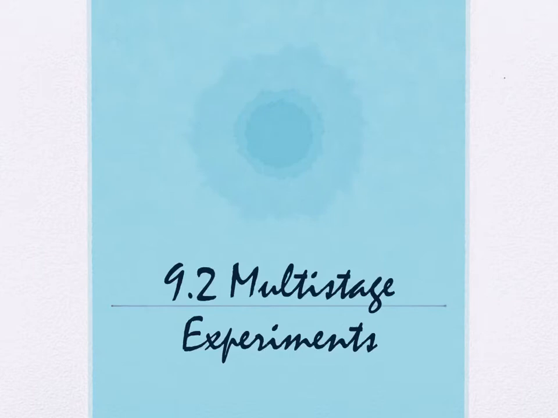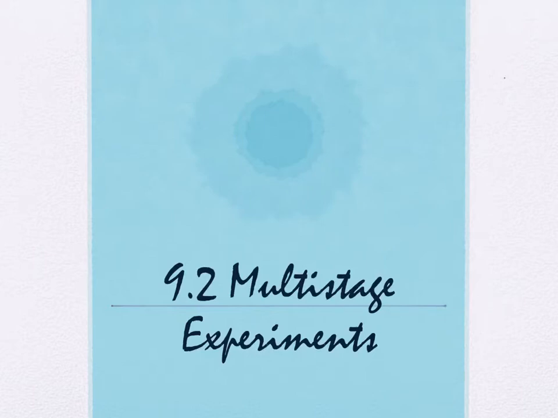So 9.2 is an extension, like a continuation of 9.1. In 9.1, we talked about what probability kind of means. We didn't define them this way, but we called them single stage experiments. We rolled the dice one time. We picked a card one time. So we just did one experiment and we did it one time.